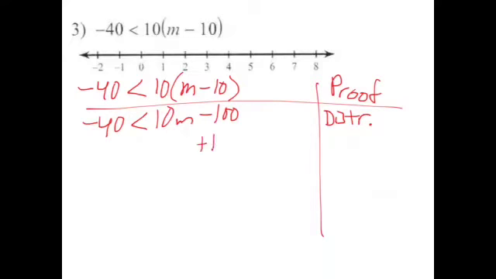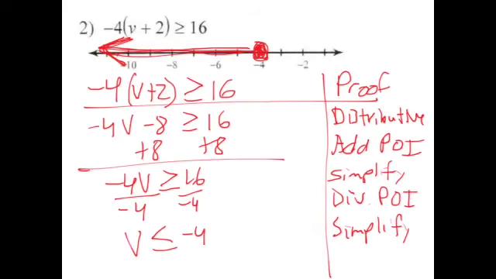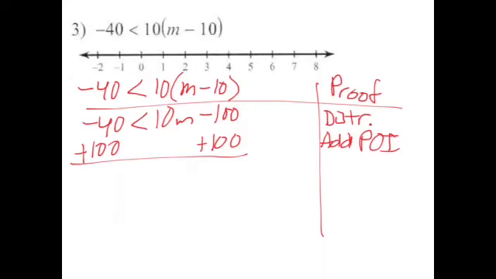And now I'm going to get rid of that 100 on the right side by adding 100 to both sides. And what lets me do that is the addition property of inequality, because we're dealing with an inequality, not equality. Left side, when you simplify, becomes 60. And the right side becomes just 10m.